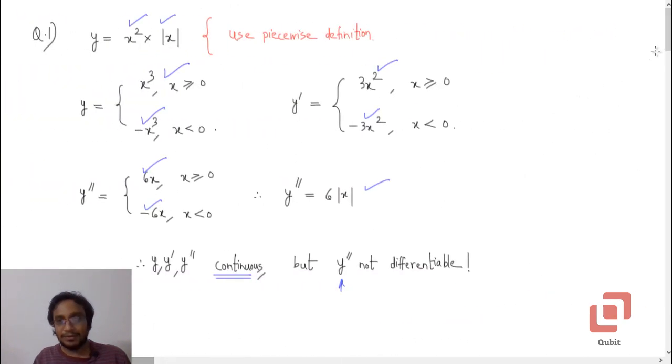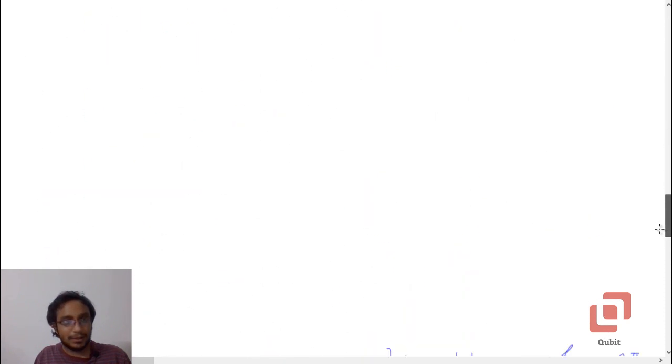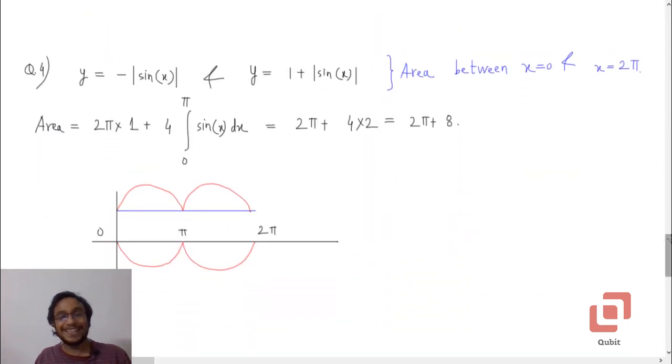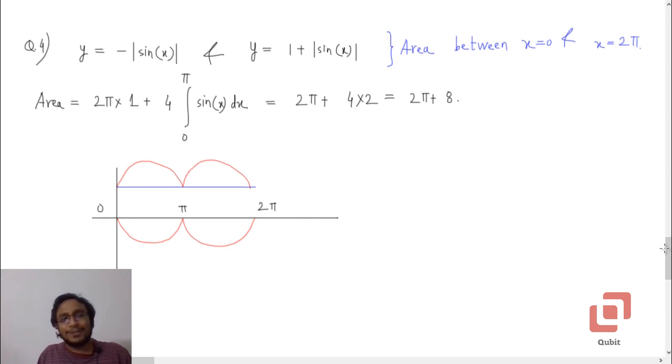Oops, okay, where did question 4 go? Okay, yeah, sorry. So question 4 was, again, I thought a very simple question, but again you have to remember or recall the graphs of sine function and mod of sine. Okay, so there were two functions given to you, y equal to negative mod of sine x, and the other one was y equal to 1 plus mod sine x, and you were asked to find the area between these two curves and the vertical lines x equal to 0 and x equal to 2 pi. These lines basically gave you the limits on x.